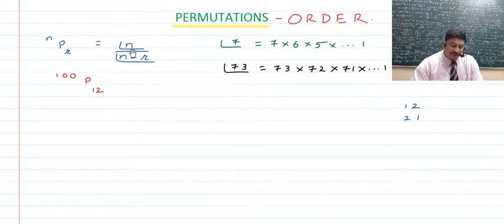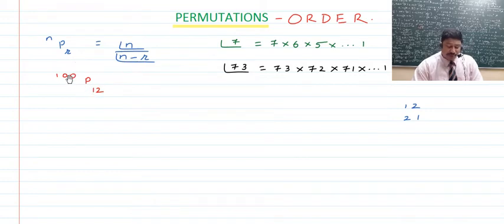So after this, children, we talked about nPr, which is the notation, or the formula by means of which you can find out the number of permutations. It is going to be factorial n, that is factorial of the number in the superfix, divided by the factorial of the difference of the numbers in the superfix and the suffix, right?